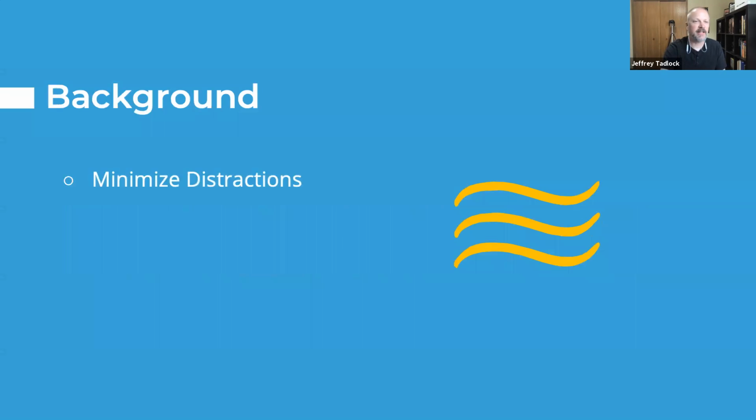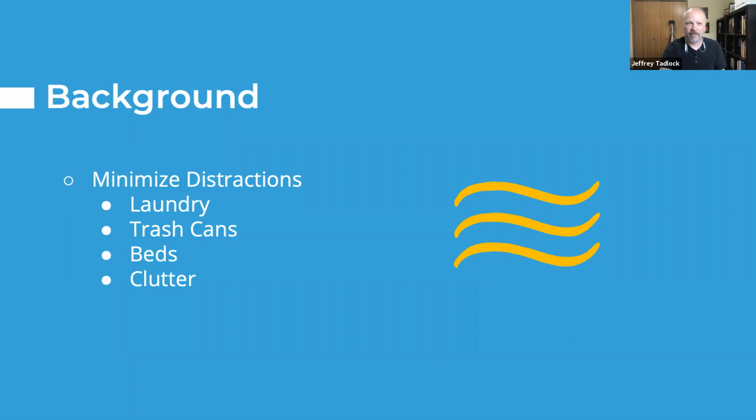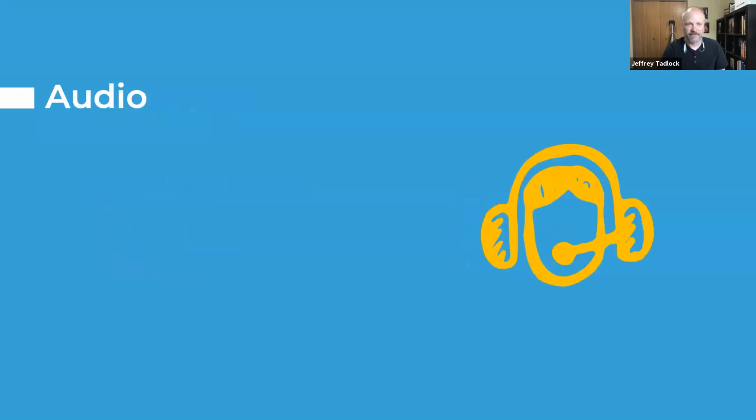Background is important for video too. You want to minimize distractions. Some things in the background for a little bit of interest are okay, but you don't want something unusual, where people are wondering the whole video call, what is that thing in the background? Because they get distracted and they're not listening to you anymore. Laundry, trash cans, beds, clutter in the room, things like that. If you can get that cleaned up, minimize that, get a nice clean background, and that'll help.